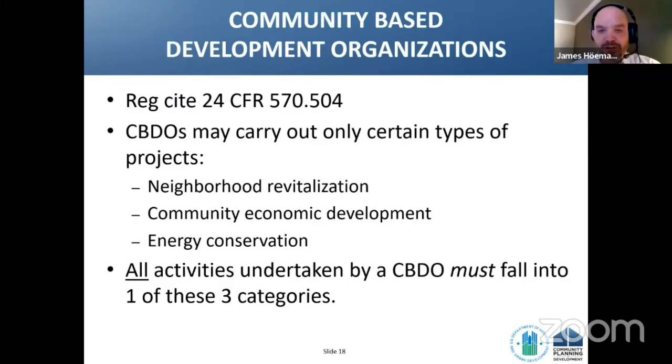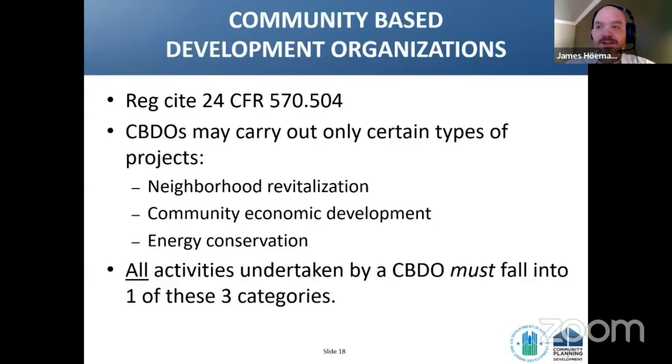So our regulation there at 570.504 outlines very thoroughly how CBDOs are to be set up and what they can do. These three things that are noted here on the screen are straight from the Act. This is what the Housing and Community Development Act tells us that they can do. This is, if you will, where they're to stay between the ditches. So they'll be choosing neighborhood revitalization, community economic development, or energy conservation. Those are the three categories, and they have to choose one of those.